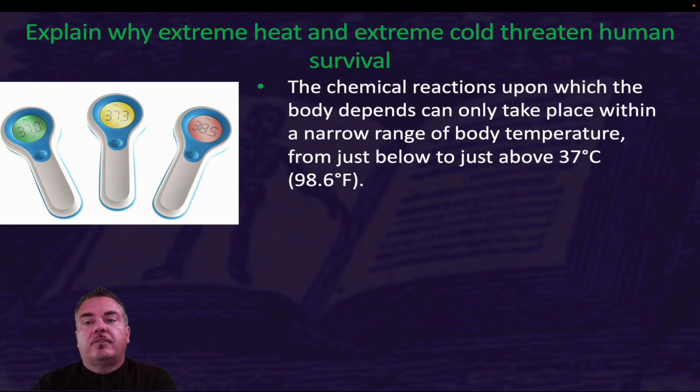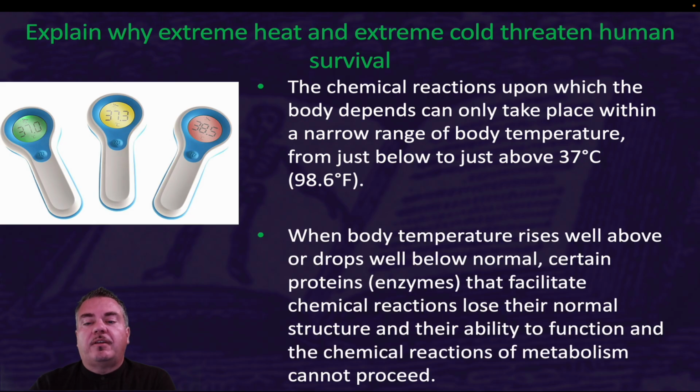The chemical reactions upon which the body depends can only take place within a narrow range of body temperature, from just below to just above 37 degrees Celsius, which is equivalent to 98.6 degrees Fahrenheit. When body temperature rises well above or drops well below normal, certain proteins, enzymes, that facilitate chemical reactions lose their normal structure and their ability to function, and the chemical reactions of metabolism cannot proceed.